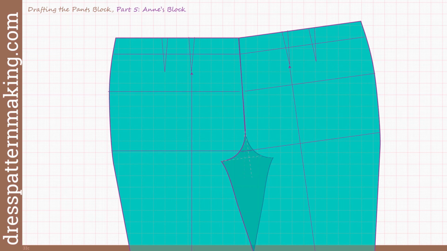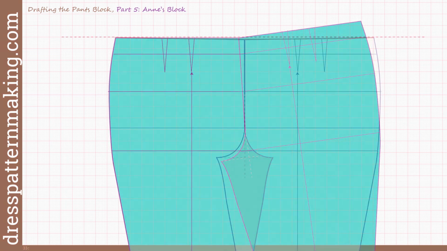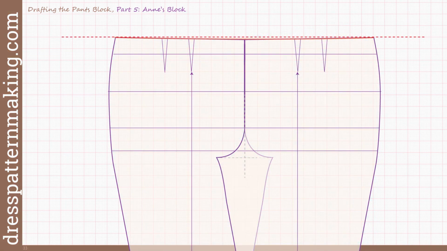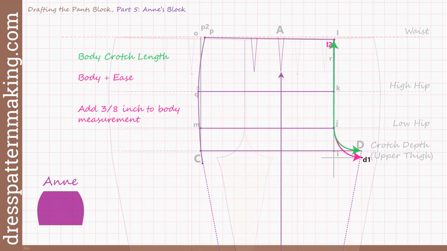And that's because this block had some shaping done at the center front. So the center front line is on an angle. So with Anne's center front being completely vertical, with no waist shaping angle, if we want a gentle curve on the waist, we need to cut a little bit off the top so we get this curve instead of a completely straight waist.